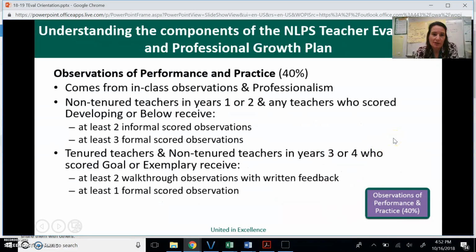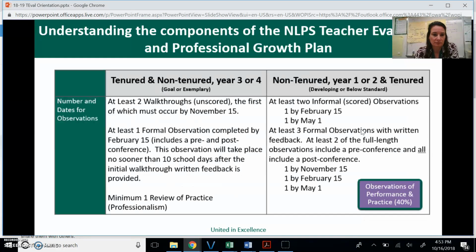The observations include 40% of your evaluation. That's from your in-class observations and professionalism. There is a slight change to what we are used to here. Non-tenured teachers still have 2 informal observations which are scored and 3 formal observations which are scored. Tenured teachers, and now also non-tenured teachers in year 3 and 4 who have gotten a 3 or 4 in the past years, have 2 walkthrough observations which include written feedback but not necessarily scores, and 1 formal scored observation.